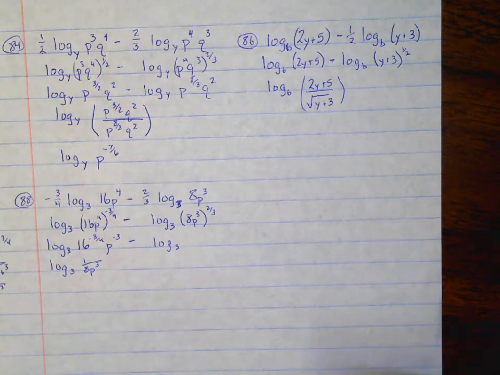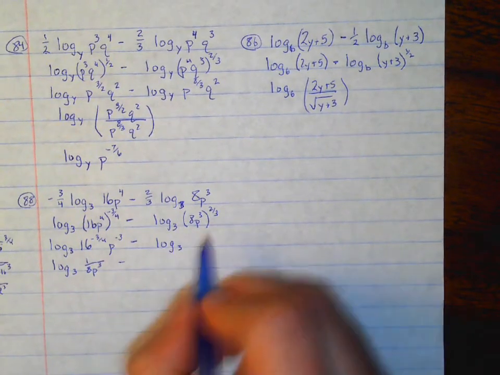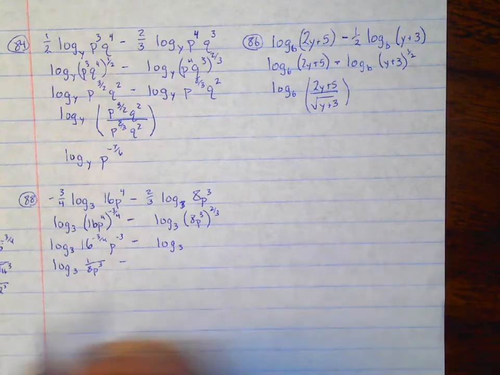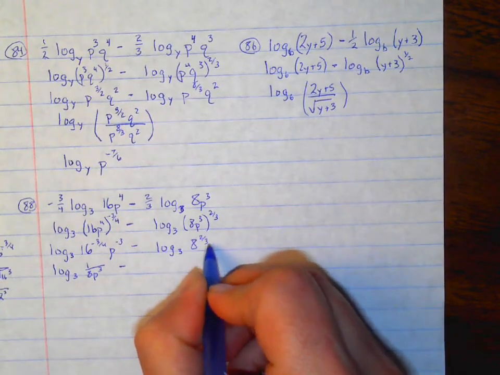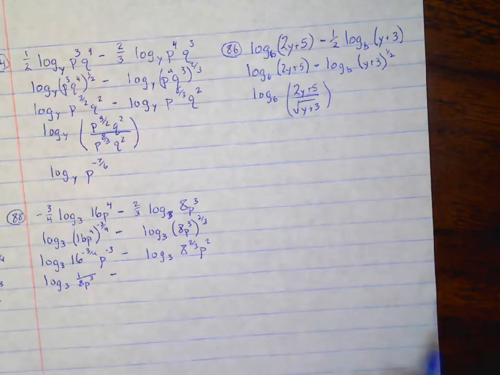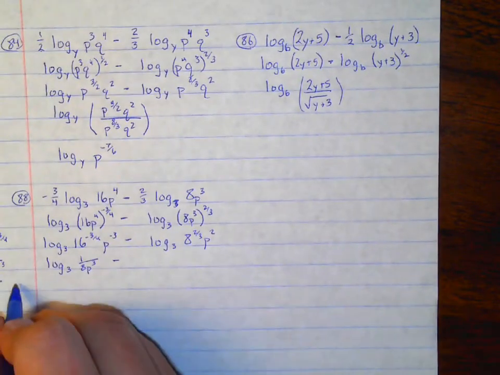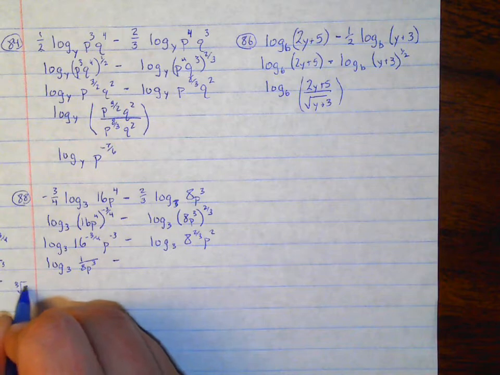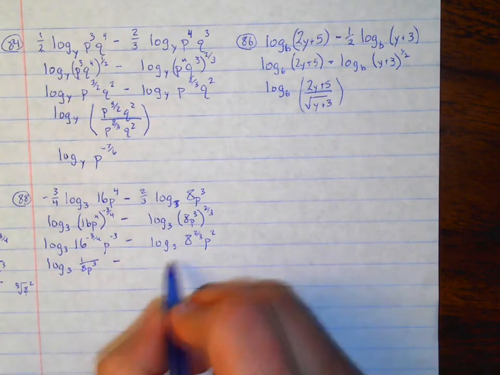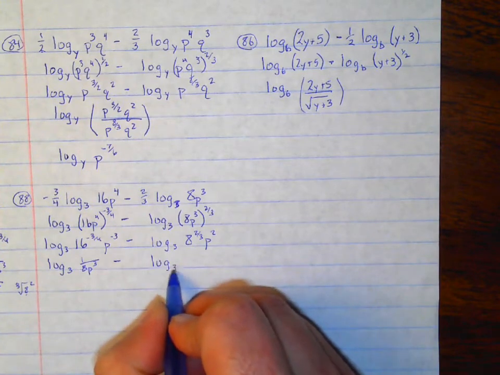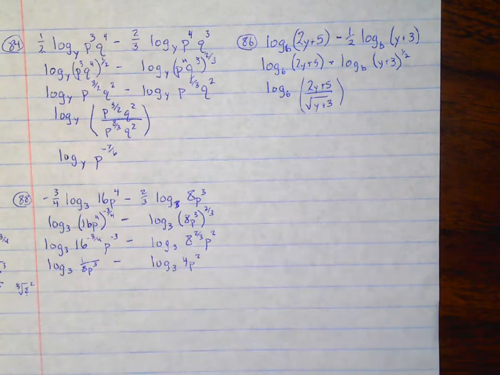Okay, and then here, if I simplify this part, this would be 8 to the 2/3 and p to the 2nd. 8 to the 2/3 would be like the cubed root of 8 squared. Cubed root of 8 is 2, 2 squared is 4. So this is log base 3 of 4p squared.